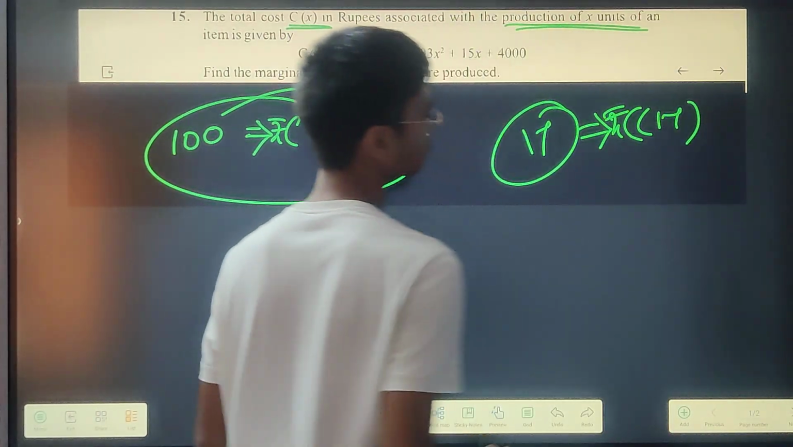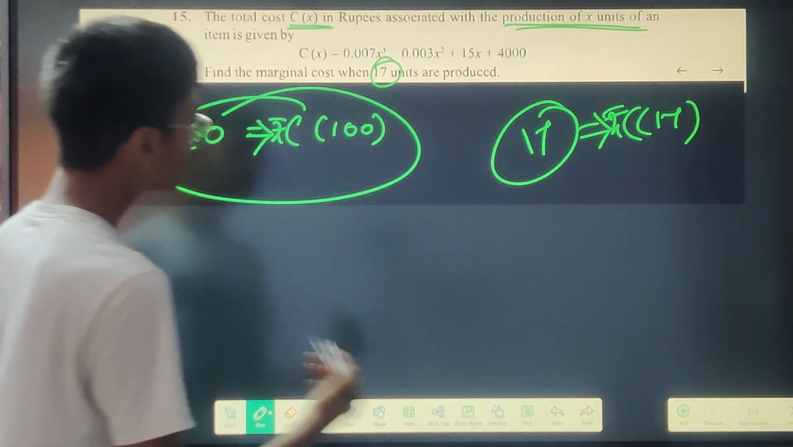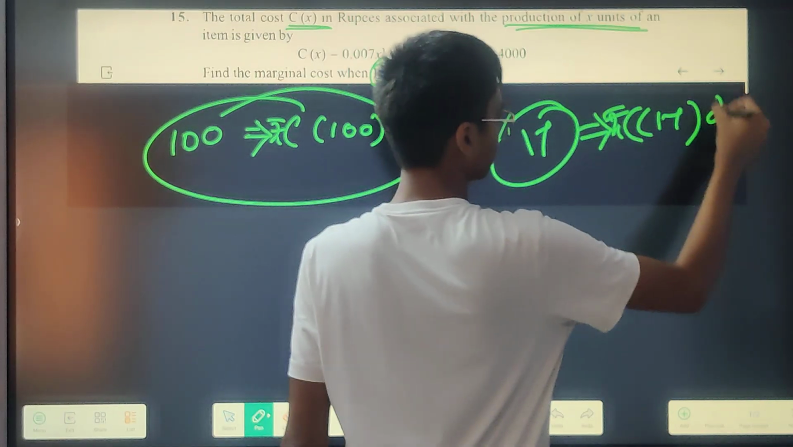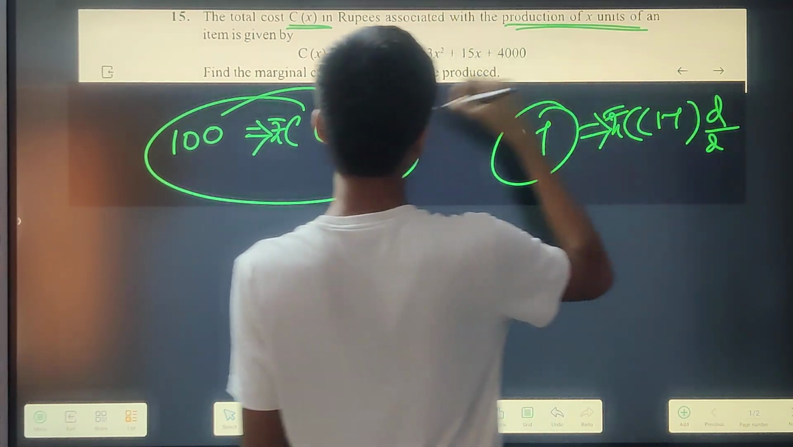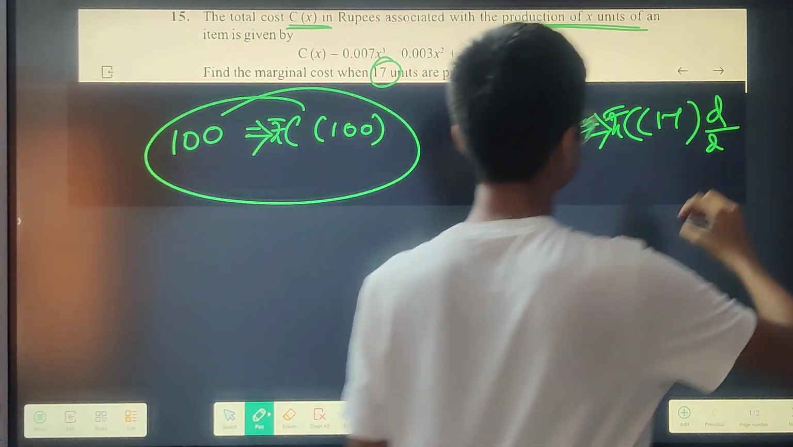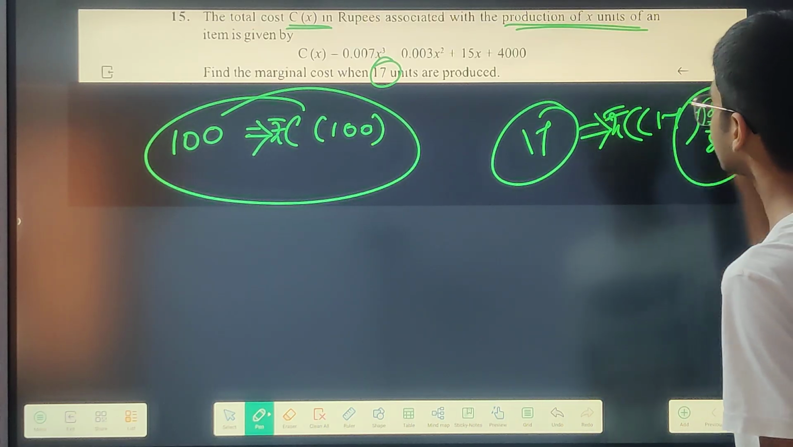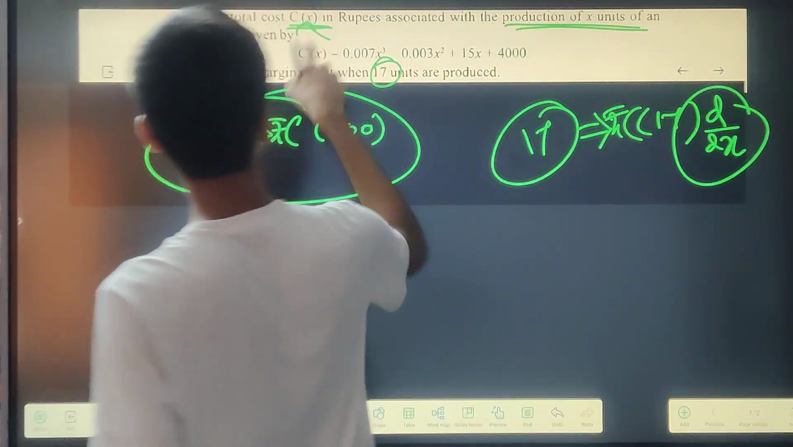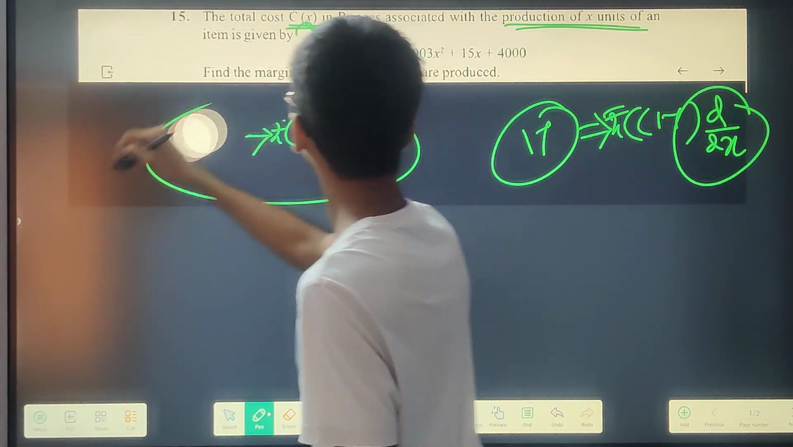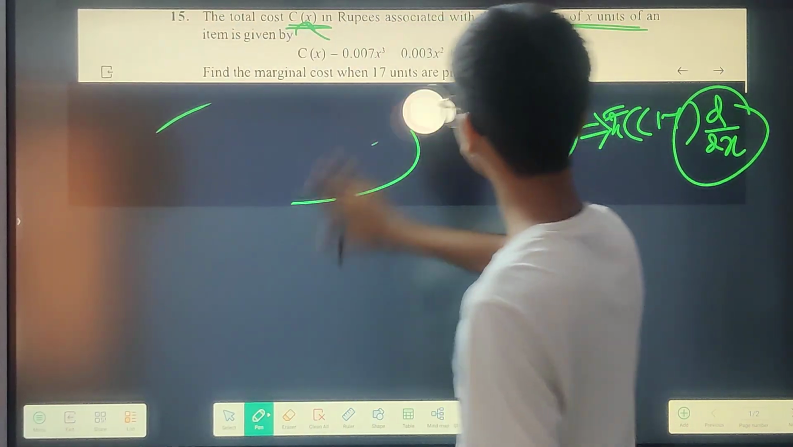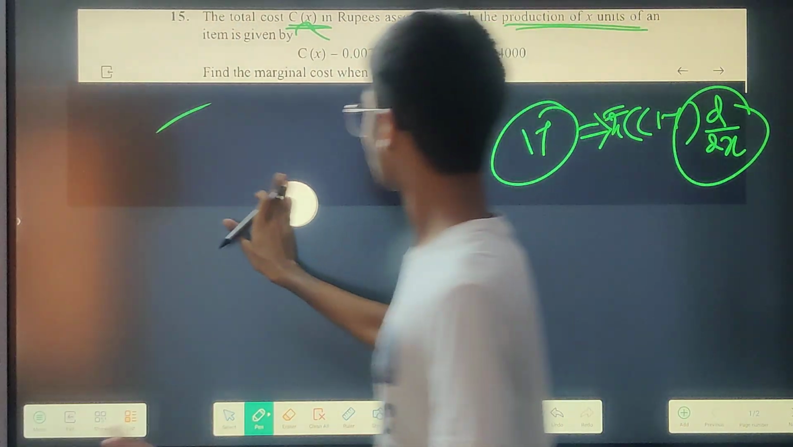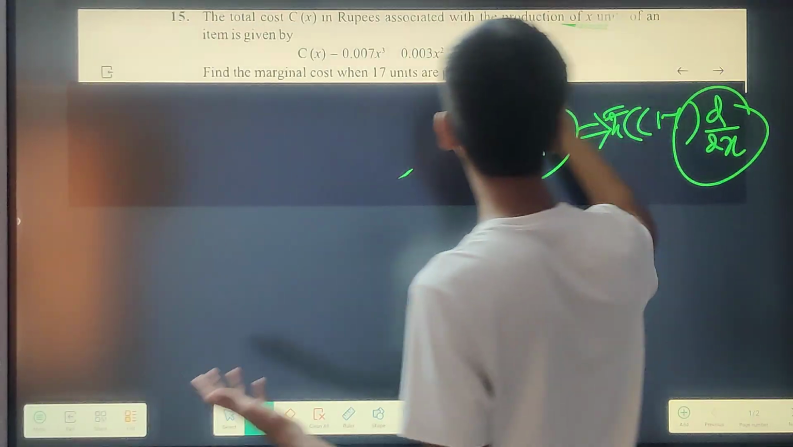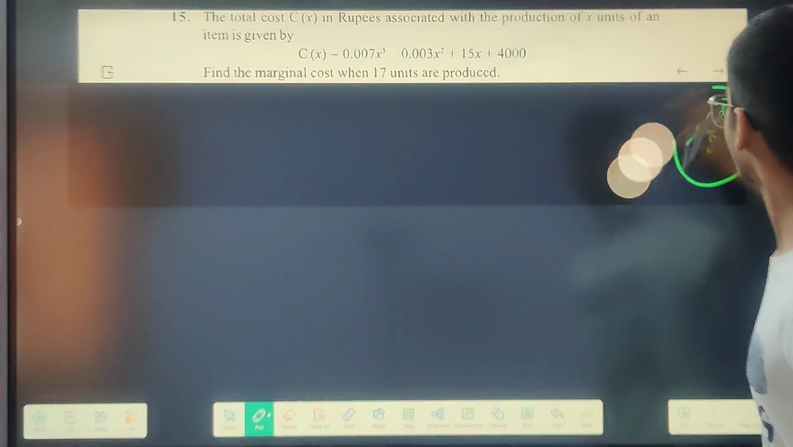Now, marginal cost in the sense that you will have to differentiate it with respect to x. Because here the driving force is going to be x. If the number of units differ, then the total C of x will also differ. So that is why here the driving force is x, and you will have to differentiate it with respect to x.